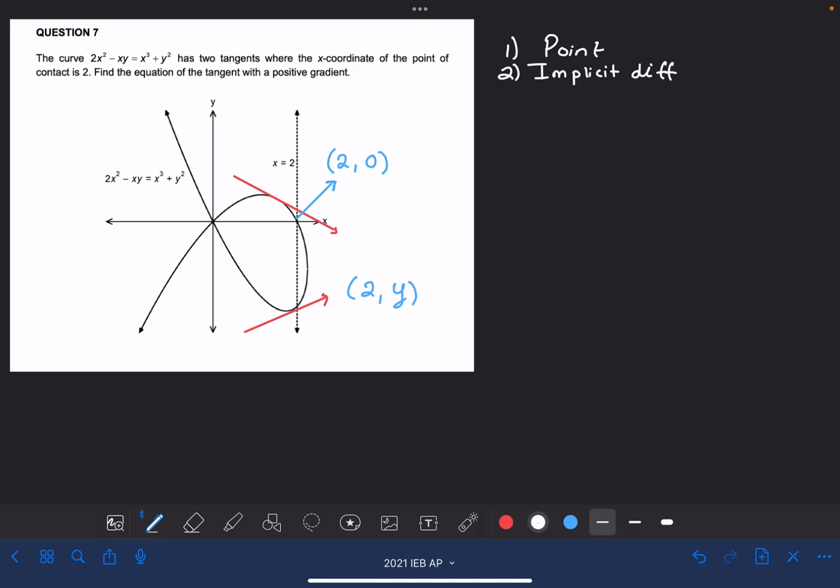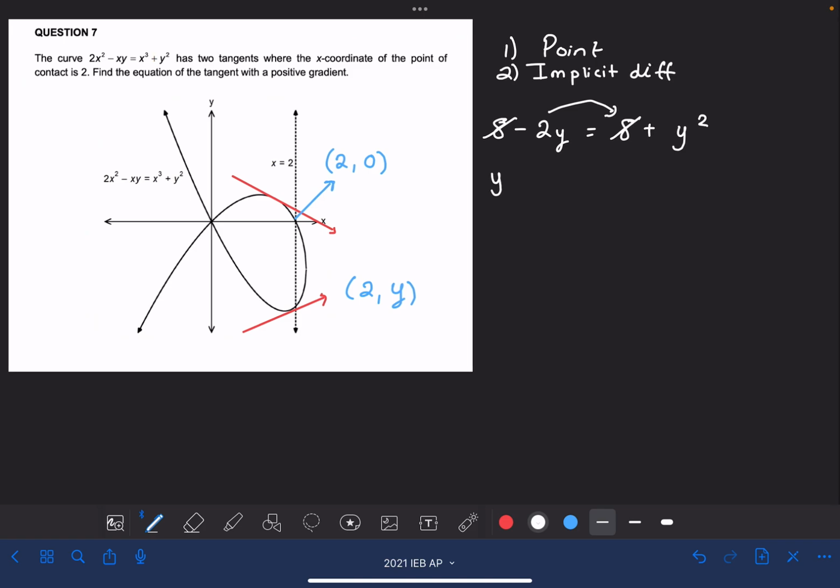If we substitute x is equal to 2 into the curve given, we will find that it is 8 minus 2y is equal to 8 plus y squared. Then looking at this, if we move this 8 to the other side, that will cancel out and give us 0. And if we move this 2y to the other side and rearrange, we'll get y squared plus 2y is equal to 0. Then factorizing that, we'll get y into y plus 2 is equal to 0, which tells us that y is equal to 0 or y is equal to negative 2.